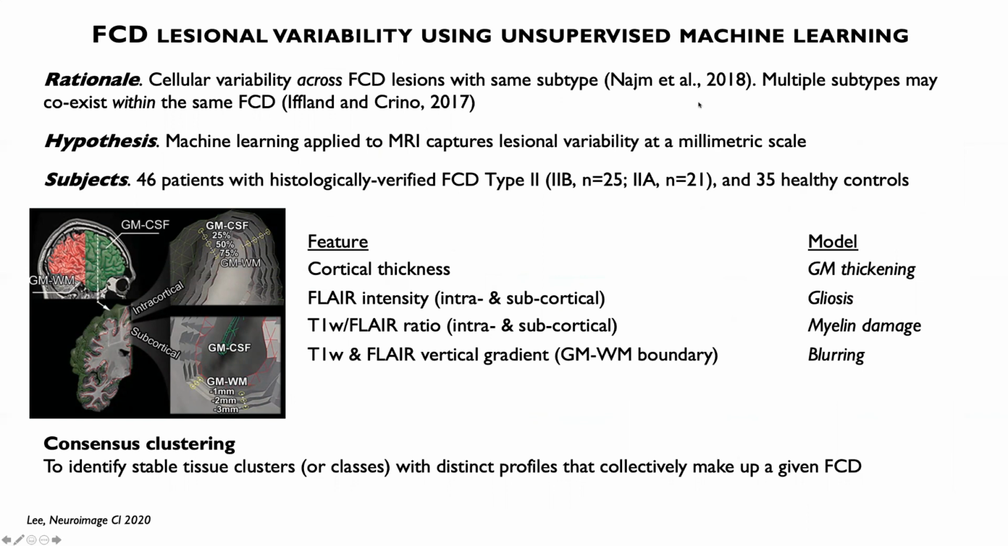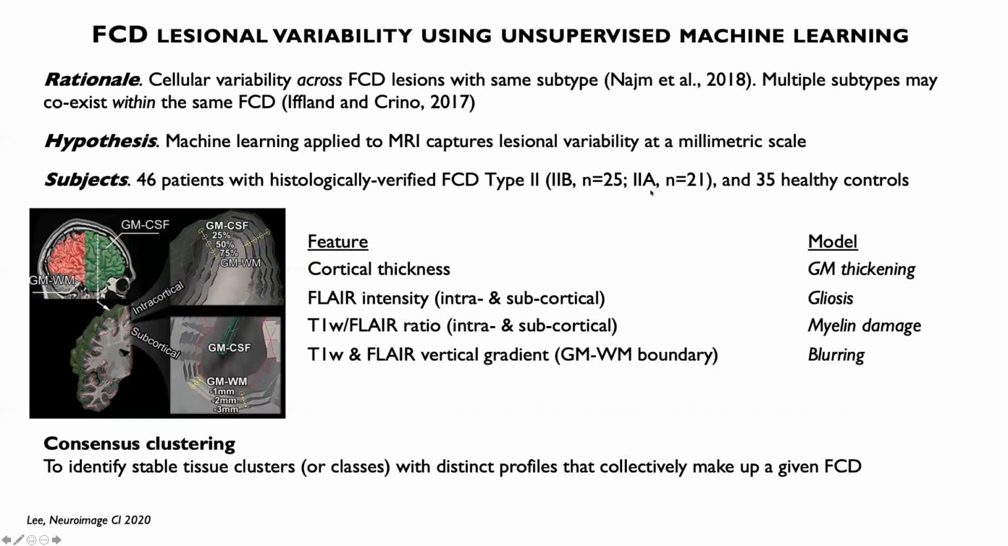In this study, we tested the hypothesis that machine learning applied to MRI captures FCD lesional variability at a mesoscopic or millimetric scale. We studied 46 patients with histologically verified FCD type II, with equal proportions of 2A and 2B, and 35 healthy controls.